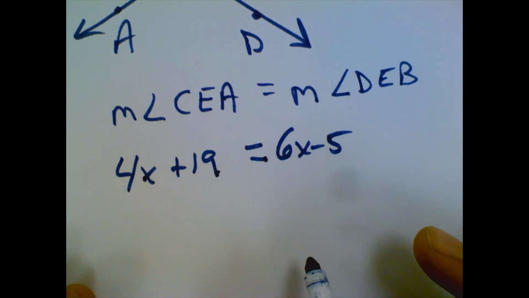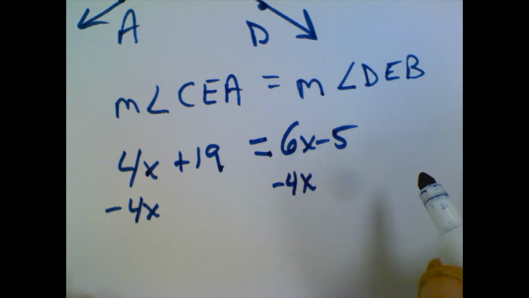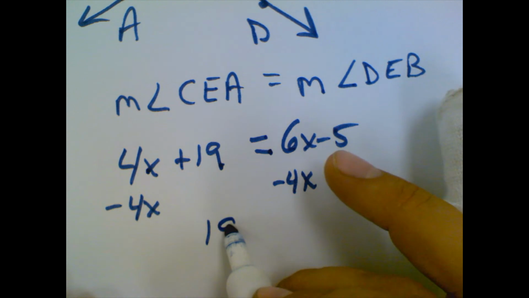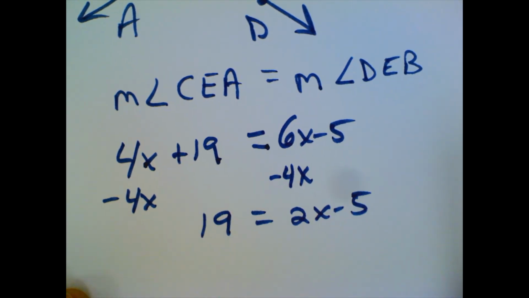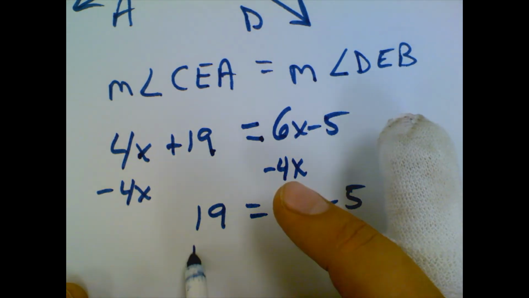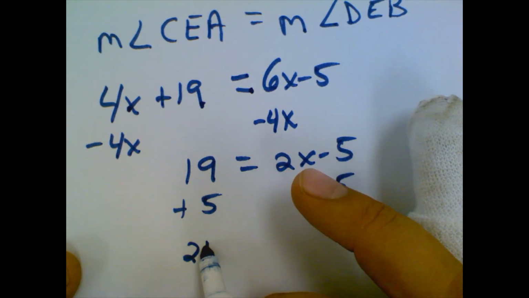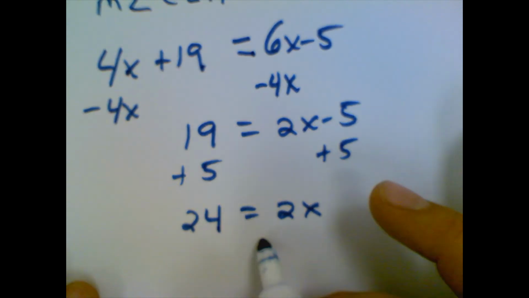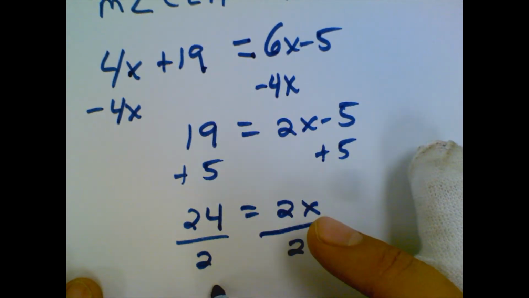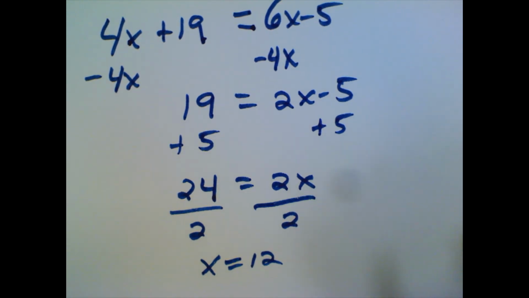Okay, so if we solve this for x now, I'm going to subtract 4x from both sides. So we'll have 19 equals 2x minus 5. Then I will add 5 to both sides because I want to group my constants together. So 19 plus 5 is 24. And if you guessed that we have to divide last, you are correct. If we had time, we would check that answer, but we get x equals 12. So you'll see some problems similar to that as well.